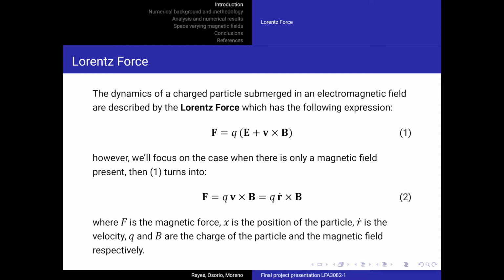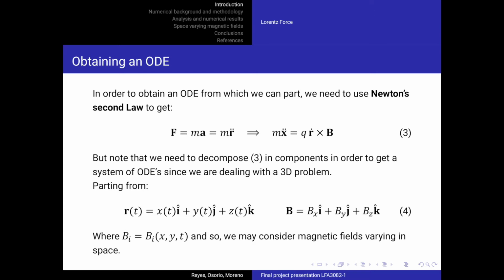However, if we focus on the case when there is only a magnetic field, equation number 1 turns into equation number 2. From equation number 2, we know that the force is proportional to the speed and the magnetic field which the particle is subject to. In order to obtain an ODE from which we can depart, we need to use Newton's second law. By applying this law, we get the right-hand side of equation number 3.